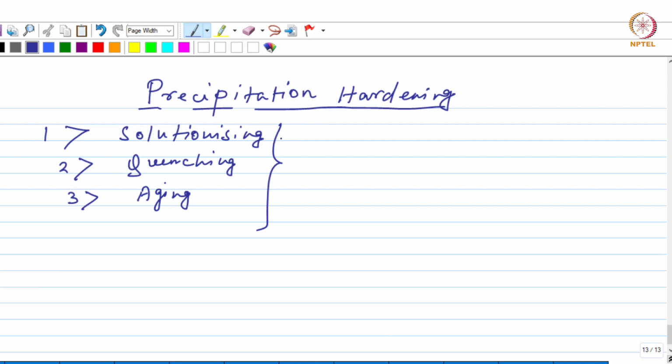Solutionizing is the stage where all the solute goes into the solution when you heat it to the single phase region. And then when you quench it with a high cooling rate, it becomes supersaturated at room temperature. And when the aging is done at a particular temperature, this excess solute comes out as precipitates, and that's what gives you the hardening. Okay.